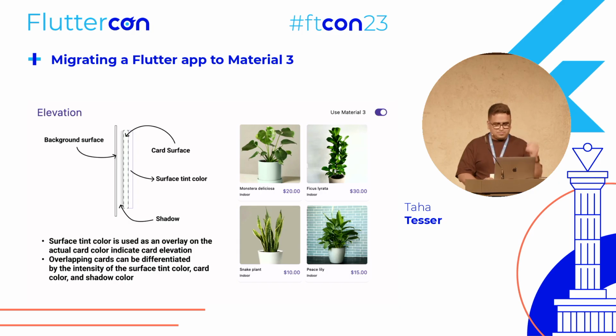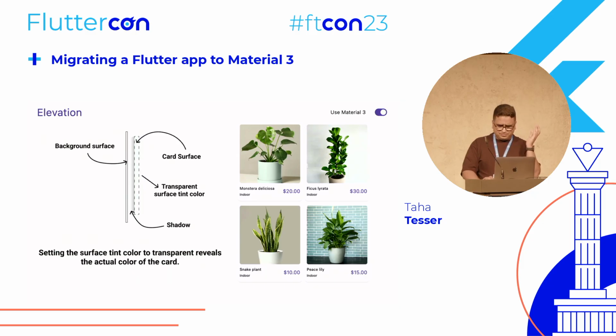Why? Because the surface tint color is taking a color because the card is elevated. If you remove this surface tint color, your card will look neutral as the background color. A lot of people like that, so I just wanted to show how to do that. It's very simple. Just set your cards to transparent, set your surface tint color to transparent. You will see the same color as the background if you don't like the surface tint color.